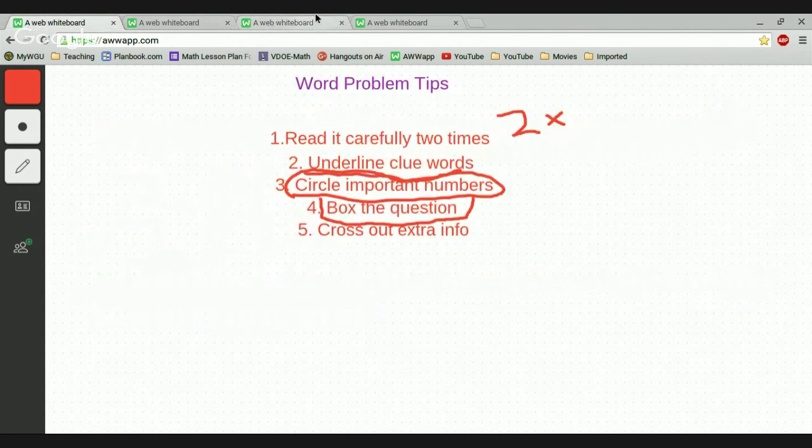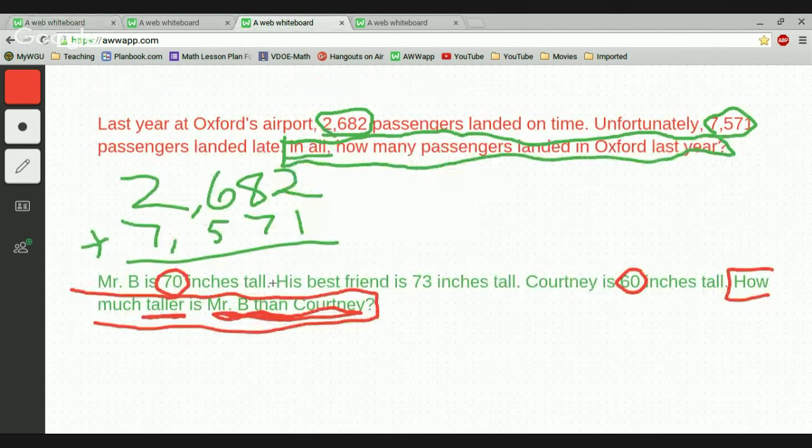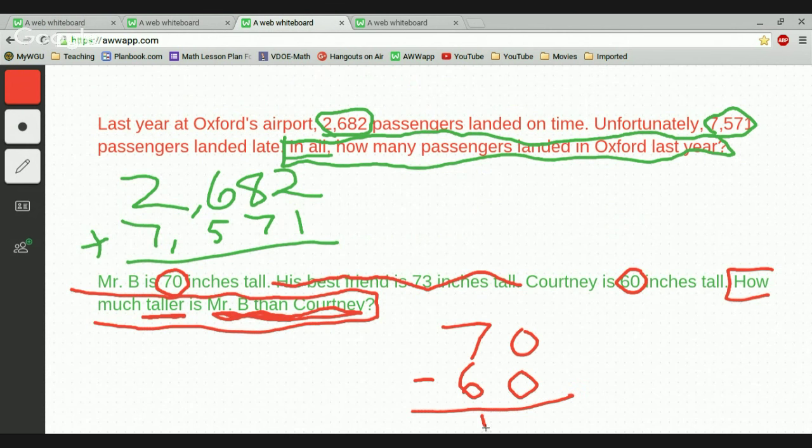And cross out extra information. They're not asking me anything about my best friend, so I'm just going to cross that off because I don't need it. So how much taller? So it's basically, I want to do 70 minus, because I have the taller there, 70 minus 60. And that's an easy one to solve, so I'll just do that really quickly. So 10 inches difference.